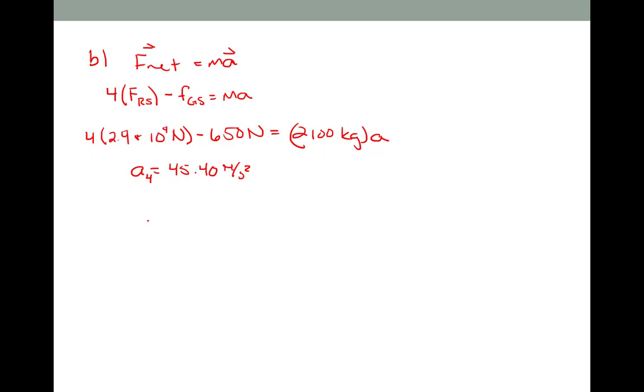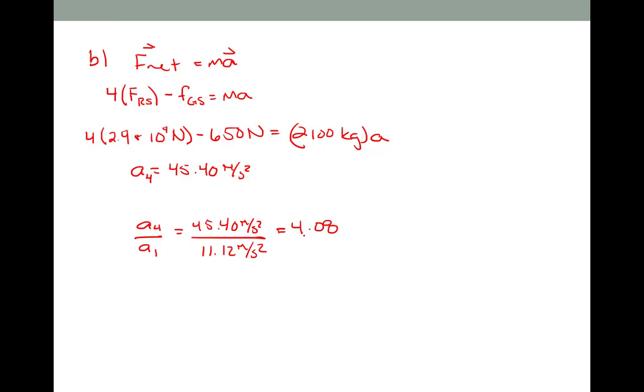What the second part of the question was really wanting was me to take A4 and divide by A1. So that's 45.40 meters per second squared divided by 11.12 meters per second squared. If I do that math, 45.4 divided by 11.12, I get just over a factor of 4 different, 4.08.